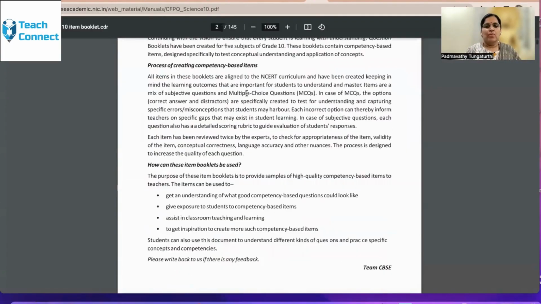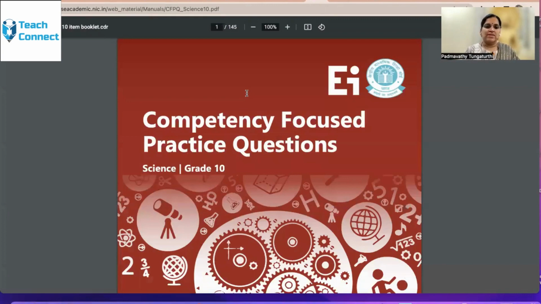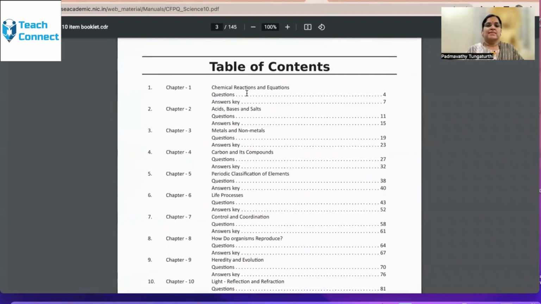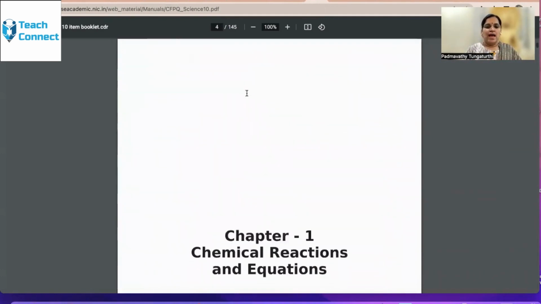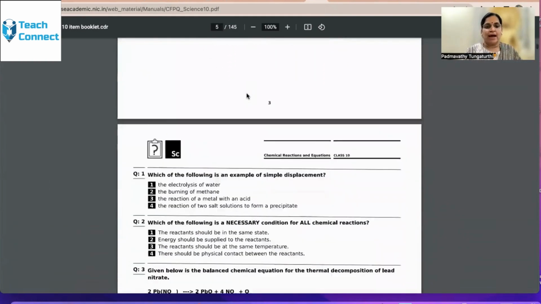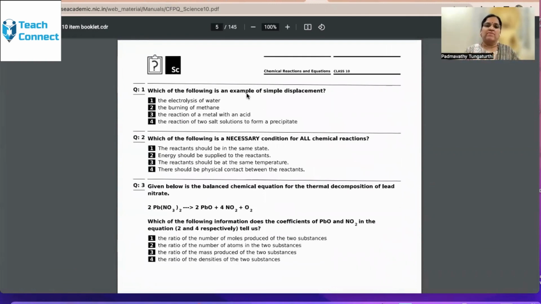If I am to share this competency-based question booklet with you all, I will share my screen. This is the book, Competency-Focused Practice Questions, and this book is released by CBSE. These are the chapters as usual. And look at the first chapter, chemical reactions and equations. For this chapter, these 8 points, whatever I have told, the teacher should be able to grill on these subjects in and out. Only these 8 topics are discussed in this competency-based learning.